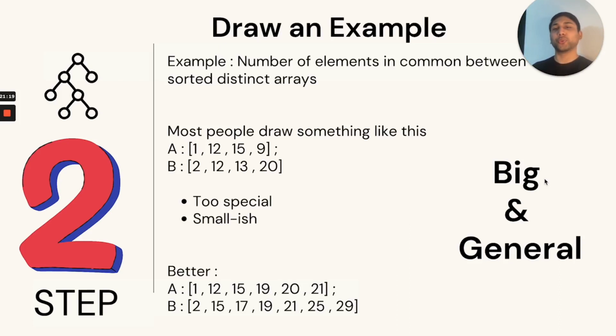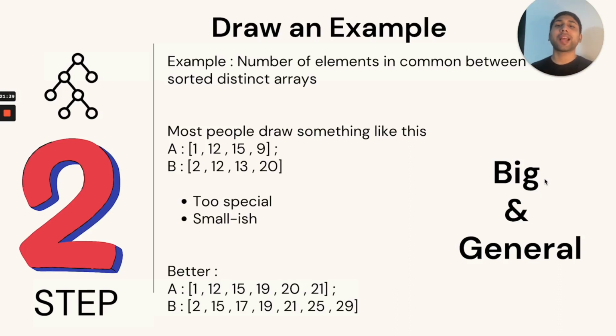Now even if it's 19, it's too special. Why is it too special? I can't see any speciality in this. This is special because I have picked two arrays of the same size. That was not a condition in the problem statement.